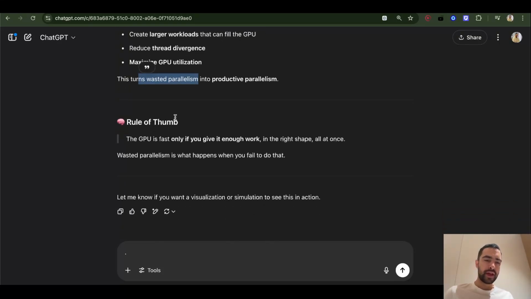This turns wasted parallelism into productive parallelism. And a rule of thumb: the GPU is fast only if you give it enough work in the right shape all at once. Wasted parallelism is what happens when you fail to do that. So enough work, so a lot of work in the right shape. We need to take care of that, and all at once.